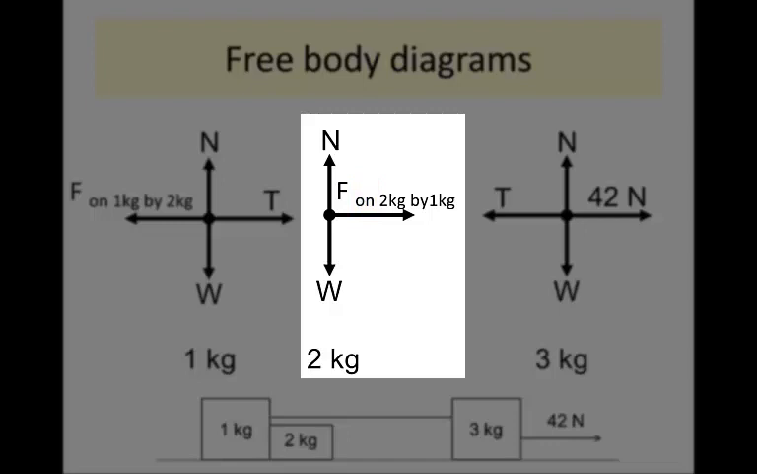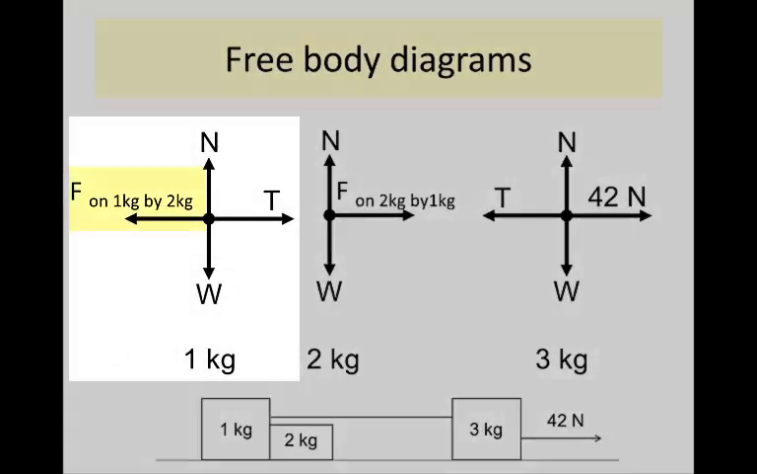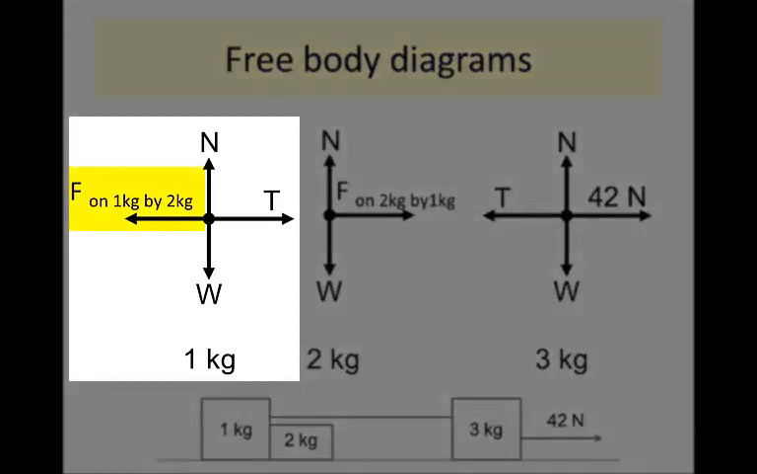That force is part of a Newton 3 pair, meaning that the 2 kilogram block also pushes back on the 1 kilogram block just as strong. So if we go to the 1 kilogram block now, we see that there's an equal and opposite force to that which we've just looked at. That's not the only horizontal force that the 1 kilogram block experiences. It is also pulled to the right by the rope, T 1 kilogram.